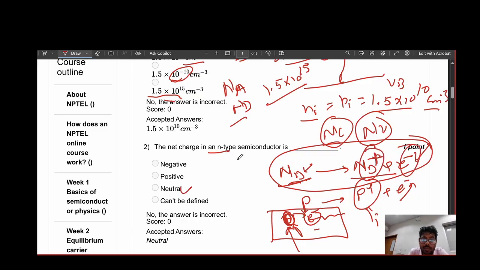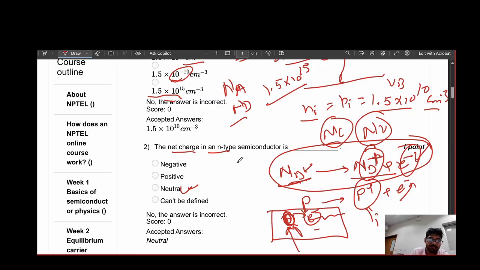So it will be neutral. The ionized ion is also there and the electron is also there in the semiconductor itself. So net charge is 0, always 0. Do you have any doubt in this one?